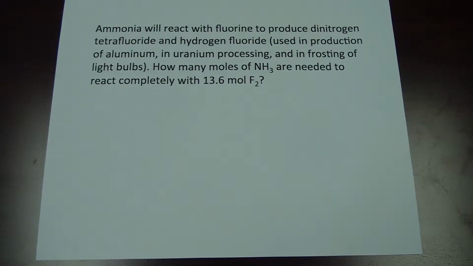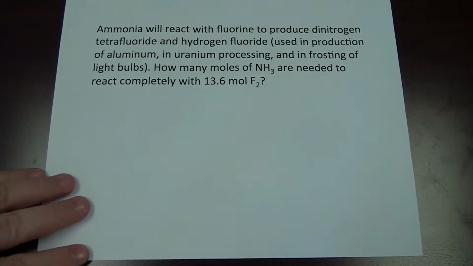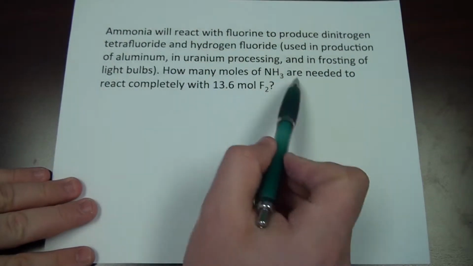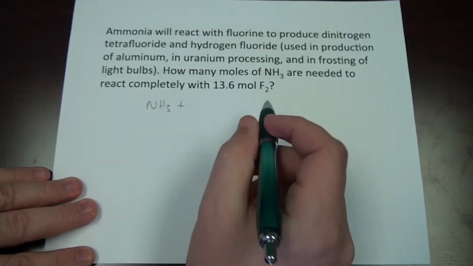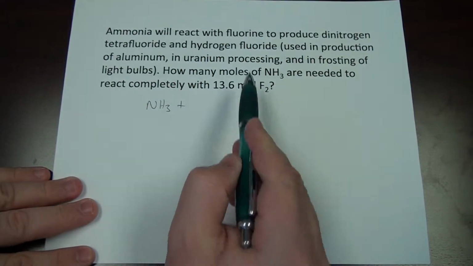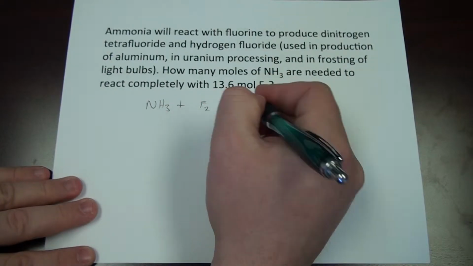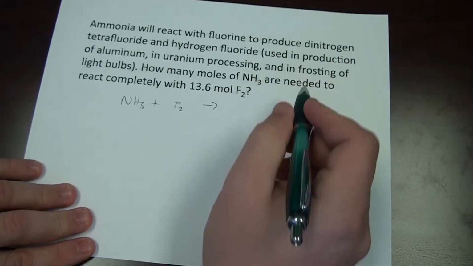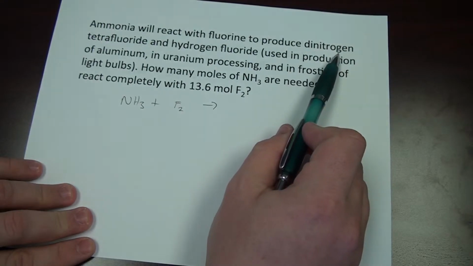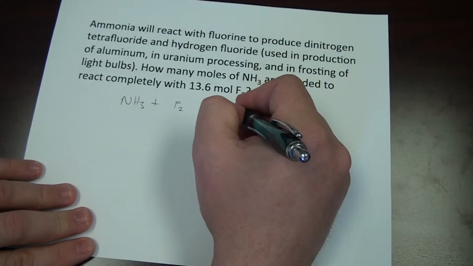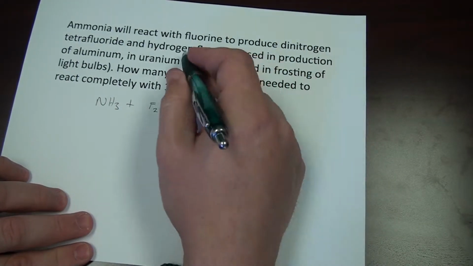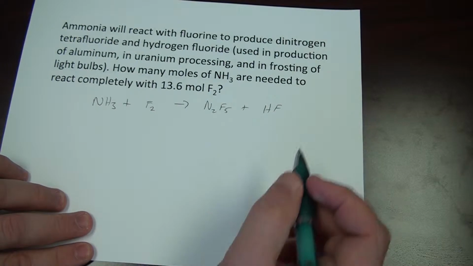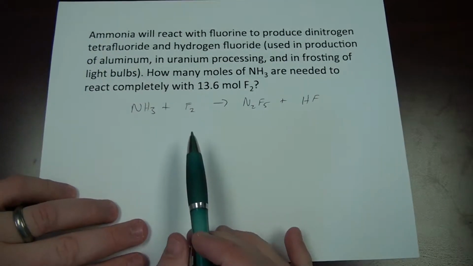So the first thing we have to do, with all of these, is write a balanced chemical reaction. So ammonia, which is NH3, is reacting with fluorine, F2, to produce dinitrogen tetrafluoride, N2F4, and hydrogen fluoride, which is HF. Right? So we have to balance this.